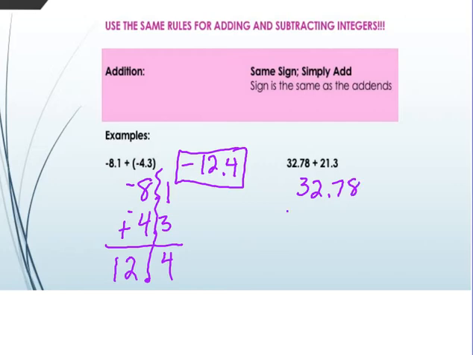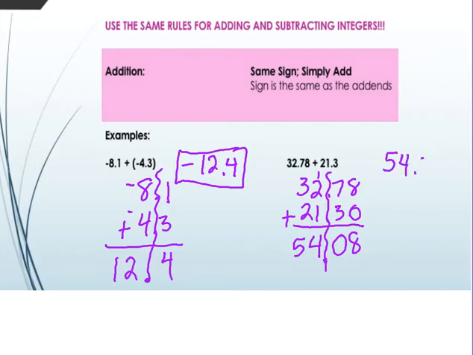Example number 2, they're both positive, so we simply add 32.78 plus 21.3, and you can see there's my decimals. Add a 0. 8 plus 0 is 8. 7 plus 3 is 10. Carry the 1. 2 plus 1 is 3, plus 1 is 4. 3 plus 2 is 5. There's my decimal. Answer for the second example is 54.08, and since they were both positive, my answer is positive.